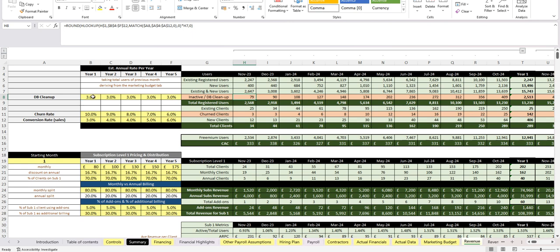there always should be something here to clean up. Maybe it's 1% instead of 3%, okay? You adjust the numbers. In this case, it's 3%.